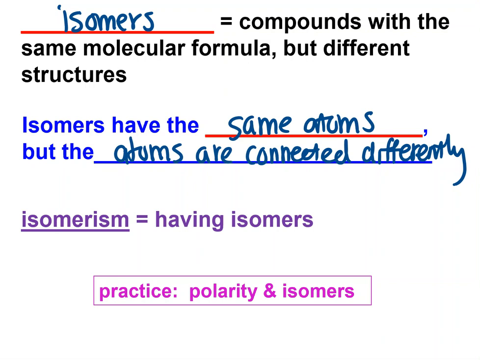But anyway, sometimes people confuse this with resonance because we'll draw more than one structure. And anyway, I'll help you decide the difference between those. So isomerism means having isomers. Okay, I think we're ready to practice some examples.